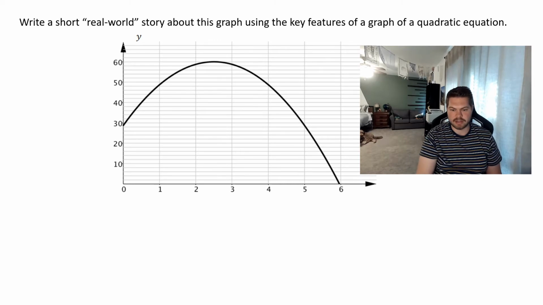You can do a lot of things. So let's look at it. We start off just a little bit below 30, and then it goes up into the air and reaches max height around 2.5, and then it comes down and hits the ground right before 6.